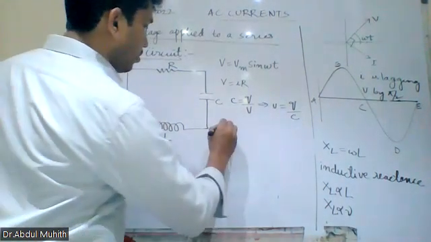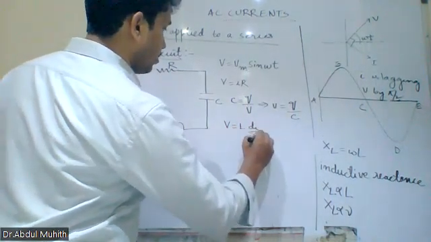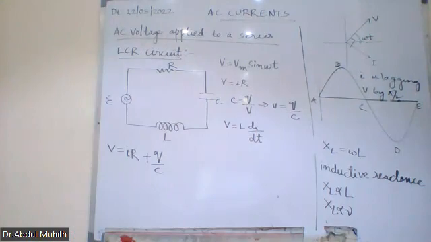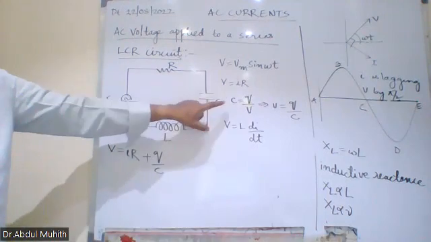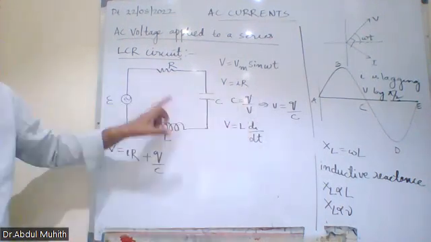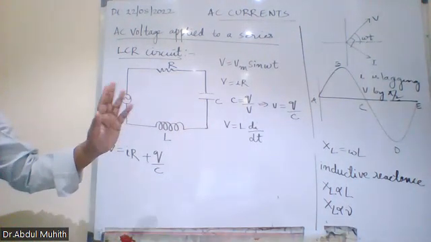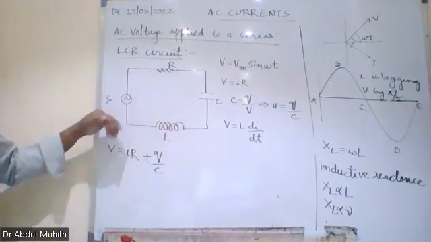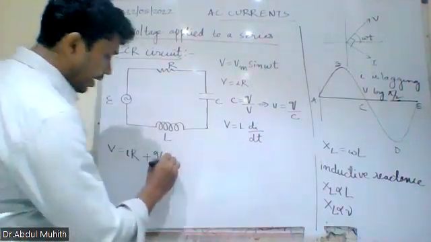And the voltage across the inductor is V equals L into di by dt. Is this clear? So V equals Vm sin omega t is the input signal. The voltage across the resistor is IR. The voltage across the capacitor is Q by C. The voltage across the inductor is L into di by dt. So we can add all the quantities now: V equals IR plus Q by C plus L into di by dt.